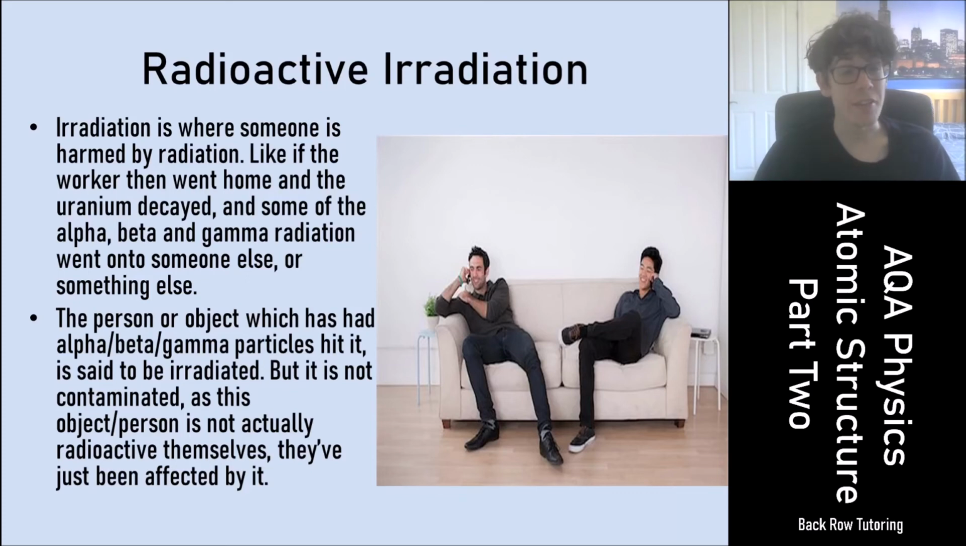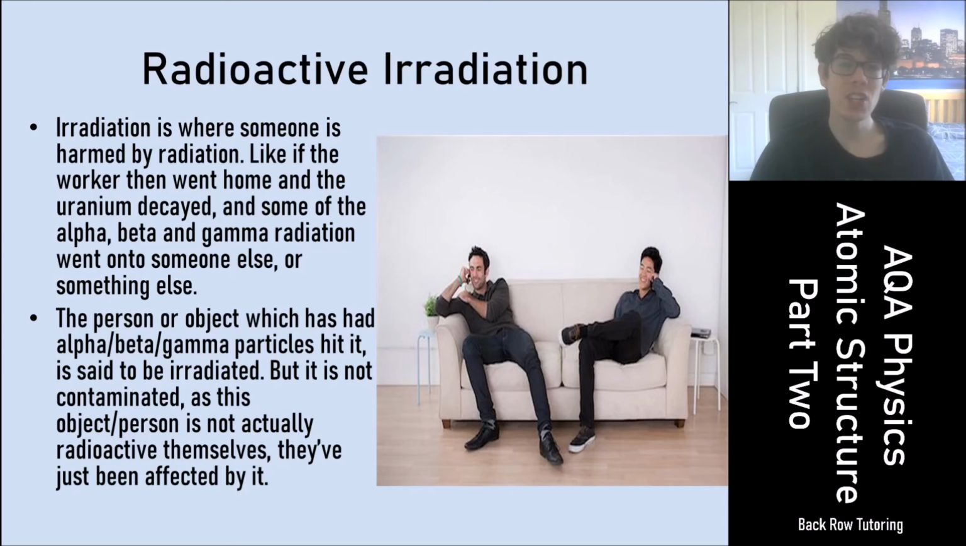Irradiation, that's different. Irradiation is where someone is harmed by radiation. Like if the worker then went home and the uranium decayed and some of the alpha, beta and gamma radiation went on to someone else or something else. The person or object which has had alpha, beta, gamma particles hit it is said to be irradiated, but it is not contaminated, as this object/person isn't actually radioactive themselves, they've just been affected by it.